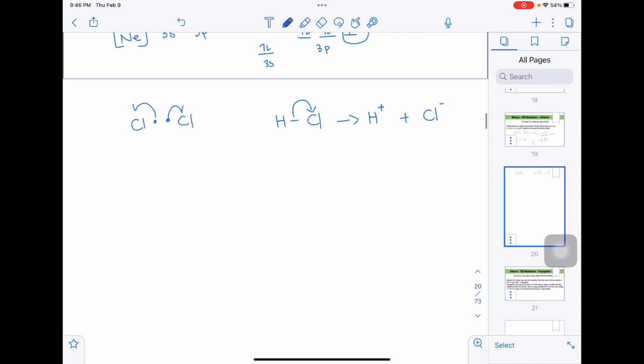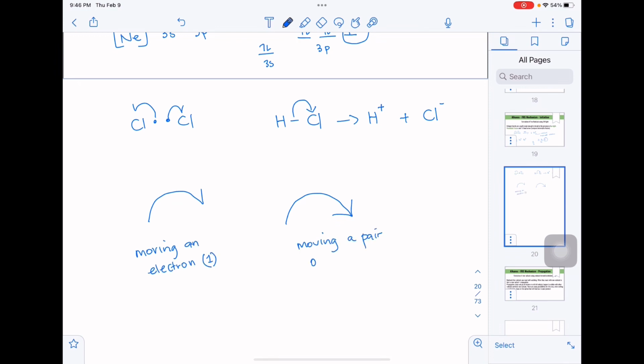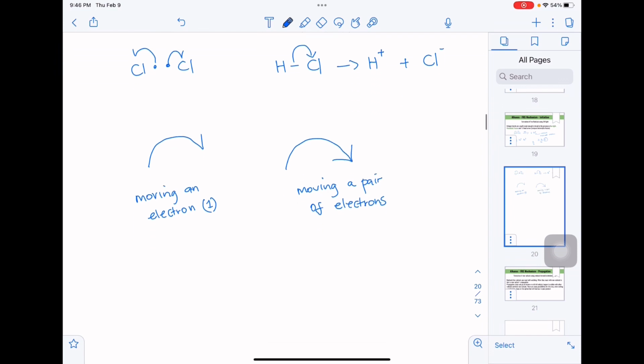So we have two different arrows. One is one head. The other one is double. Moving an electron, one electron. Here moving a pair of electrons. The arrows always point where the electron is going to, the destination of electrons, and the butt of the arrow shows where the electron is coming from. So the arrows always point to where the electrons are going, and the butt is always where the electrons are coming from.